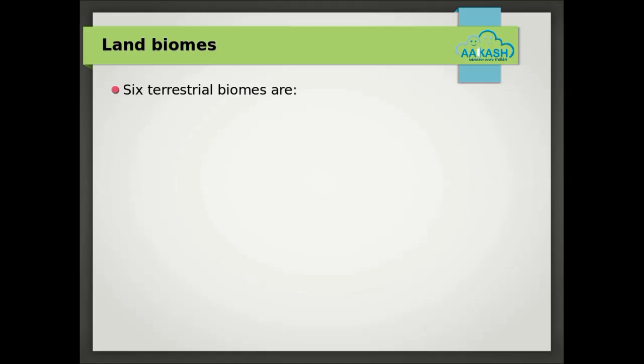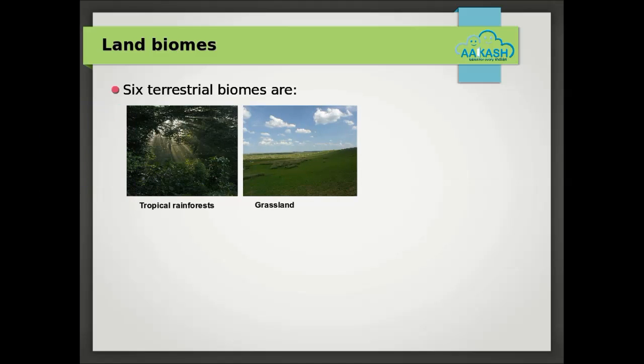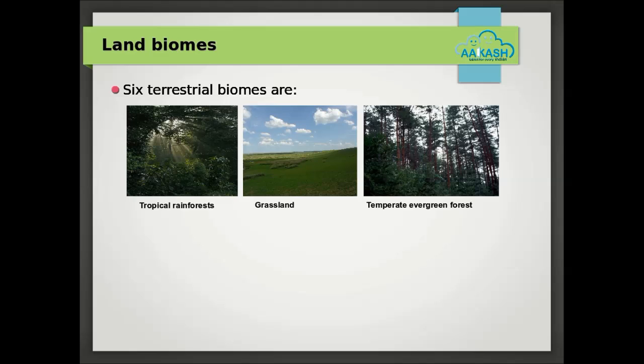These are tropical rainforest. Tropical rainforest gets a large amount of rainfall throughout the year, following which it supports different species of animals and plants. Second is grassland. Grasslands are pasturous lands used for grazing. Rainfall here is enough to support the growth of grasses. Third, temperate evergreen forests. This biome consists of evergreen forests. Here rainfall is uniform with no dry spell.